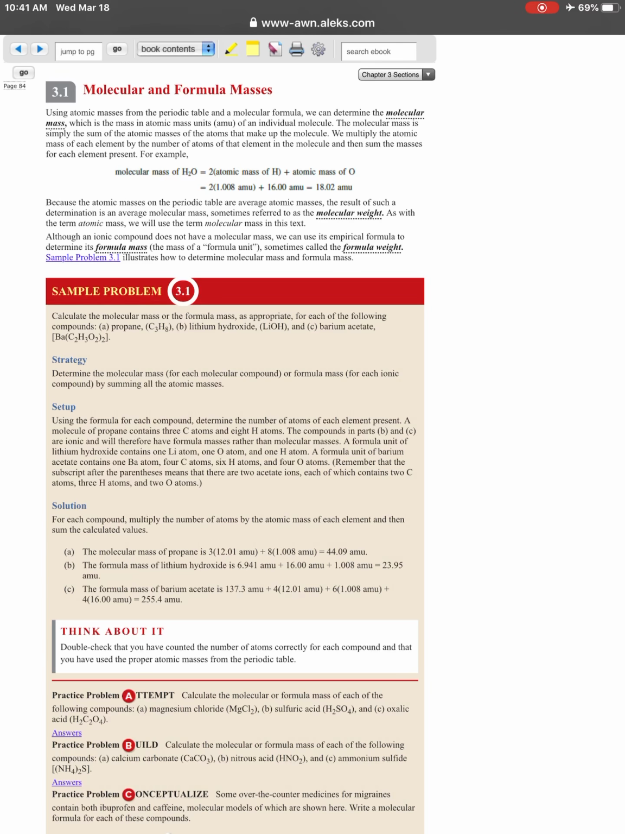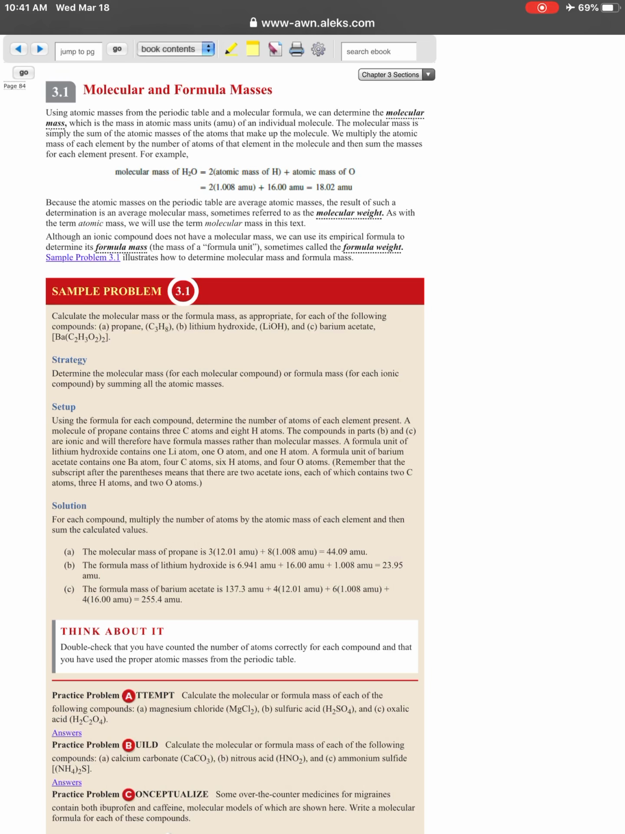Here is a reading of section 3.1, Molecular and Formula Masses. Using atomic masses from the periodic table and a molecular formula, we can determine the molecular mass, which is the mass in atomic mass units, the abbreviation is AMU, of an individual molecule.